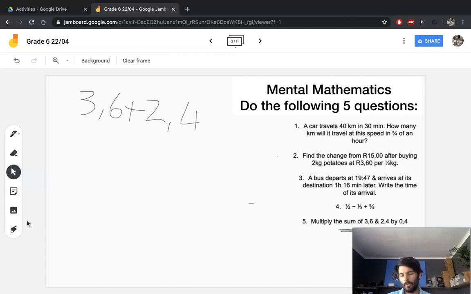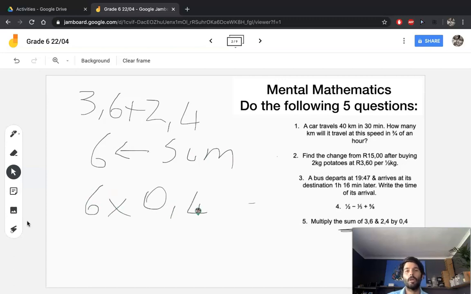Okay, so the sum of 3,6 and 2,4 is 6. All right, so that there is called the sum. And now they want us to multiply that by 0,4. And remember, you've got a couple options here. You can either go 6 multiplied by 4 is 24, and then divided by 10 is 2,4.